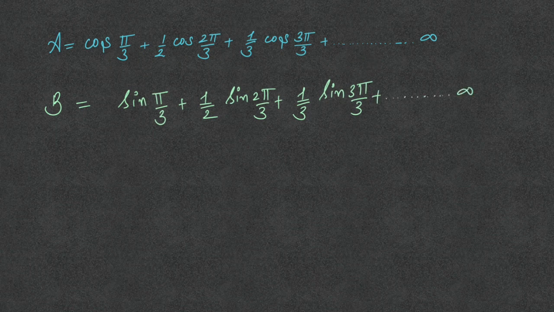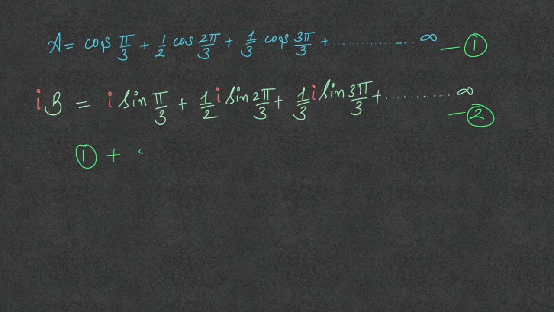Both the expressions are almost the same, but one key difference is that the first expression is in terms of cos and the second is in terms of sine. Multiply by iota in the second expression, so it becomes iota B: iota sine pi by 3, 1 by 2 into iota sine 2 pi by 3, 1 by 3 into iota sine 3 pi by 3, up to infinity. Let it be equation 1 and let it be equation 2.